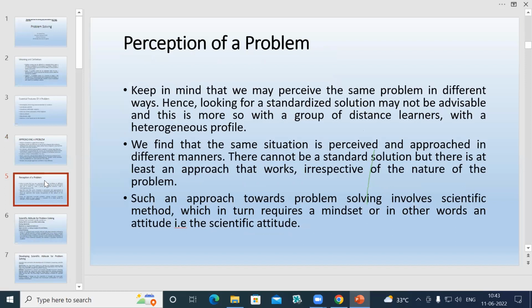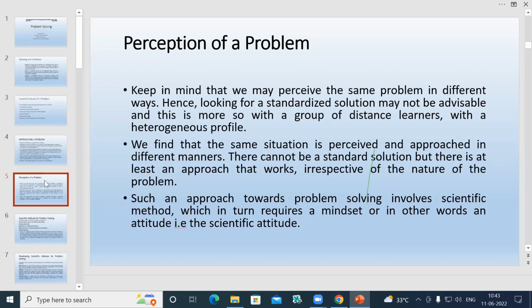Now next is the perception of a problem. See how you are going to perceive a problem, how you are going to take the problem. Keep in mind that we may perceive the same problem in different ways. Hence, looking for a standardized solution may not be advisable, because the nature is different. It may be of a different kind. So there cannot be a standardized solution for a particular problem.